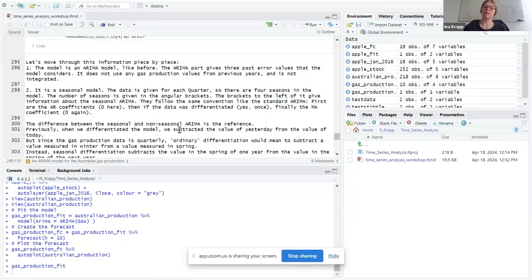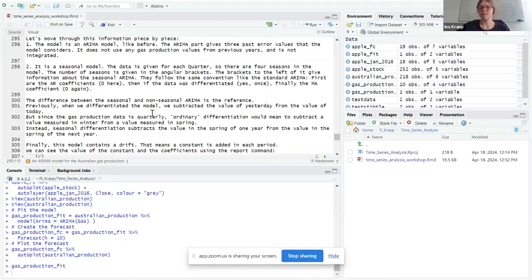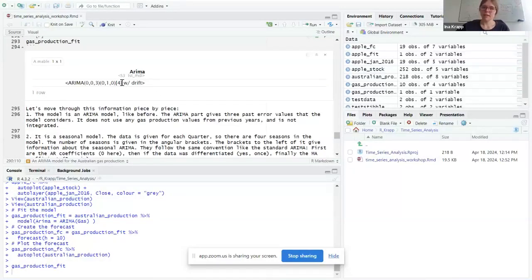And if you think about all kinds of things you might want to forecast that are dependent on seasons, like for example, strawberry harvests, that's obviously not a sensible thing to do. Seasonal differentiation subtracts the value in the spring of one year from the value in the next year. The model detected that there are 4 seasons. So for this type of differentiation, instead of just jumping back 1 period, it jumps back 4 periods to compare the same seasons with each other.